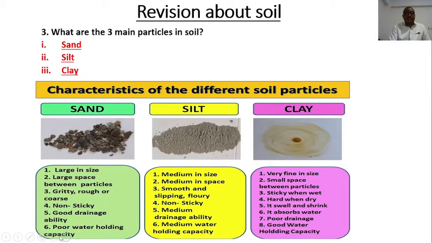Then characteristic number 4 is that silt is non-sticky. Non-sticky means it doesn't stick like we are going to see clay sticks. Number 5 is that it has a medium drainage ability. So it allows drainage but not the same way as sand does. Number 6 is that it has a medium water holding capacity. It tries to hold water.